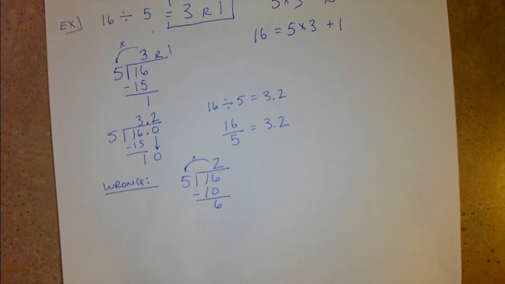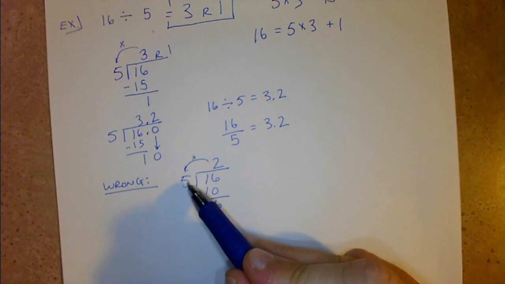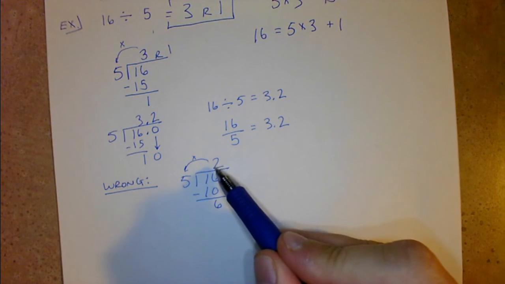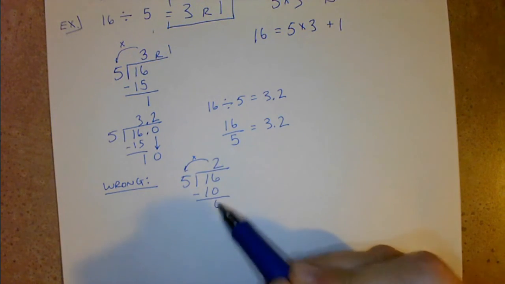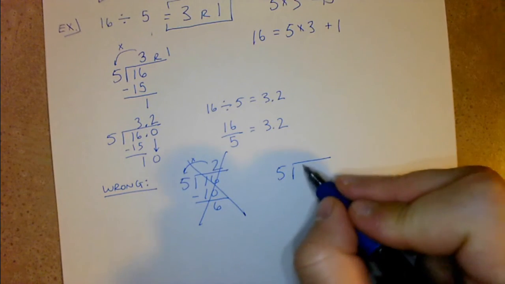So this is one way of knowing that you're not on the right track. This number here, this 6, has a 5 inside of it still. So 2 wasn't big enough. There's still a group of 5 that I can pull out of there. 5 goes into 16.